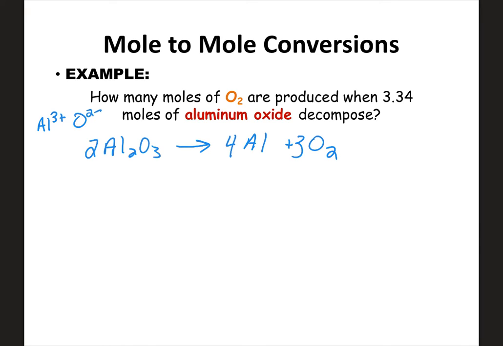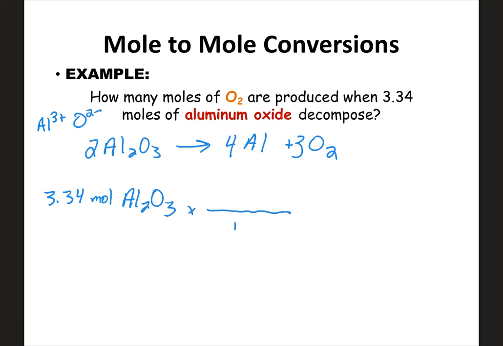Now we're ready to start the problem. Write down what we're given: 3.34 moles of Al2O3. Remember, your labels here are important. We're starting in moles of aluminum oxide. Put your multiplication symbol, put your conversion line. Your goal with every stoich problem is to get to moles. We are in moles, so that's great. It saves us a step here.